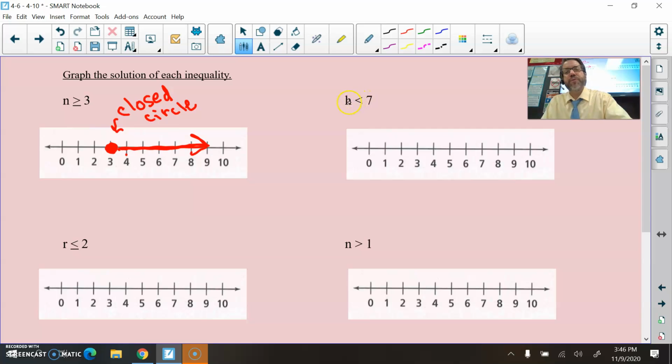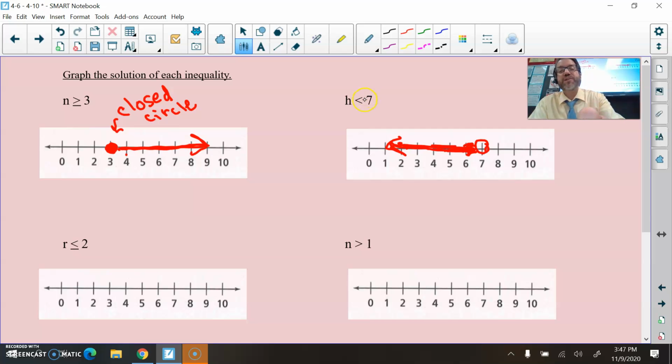Now look at the next example. H is less than 7. Now my key point that I need to look at is the number 7. So I'll find 7 here on the number line, and I'm going to put a circle there. Now if H is less than 7, it's going to be all of the solutions that are to the left of the 7. Because as you move to the left, the numbers get smaller on a number line. Oh, this is so sloppy. Okay, so I have my arrow going to the left.